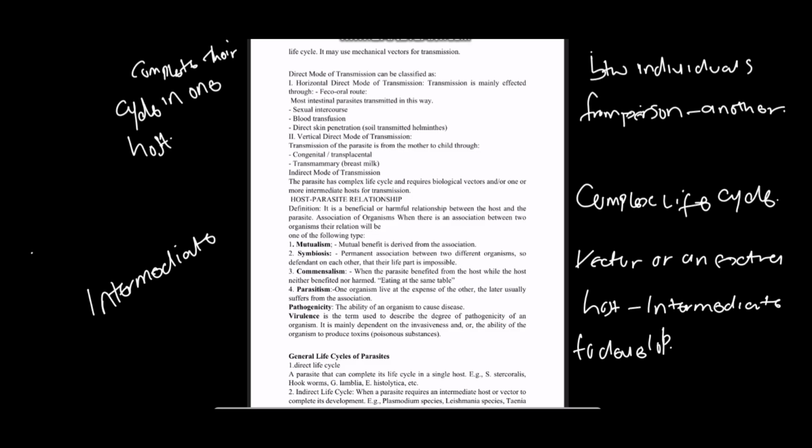It refers to how the parasite and the host interact. That is the relationship between the host and parasite, and this interaction can either be helpful or harmful. And so therefore, there are different types of association between the host and parasite, which include mutualism.